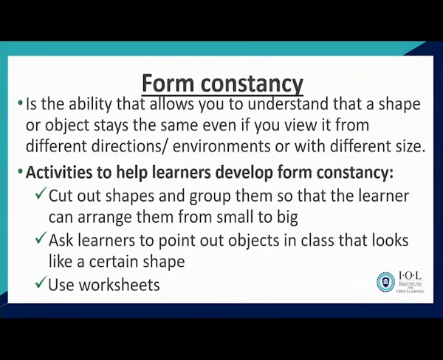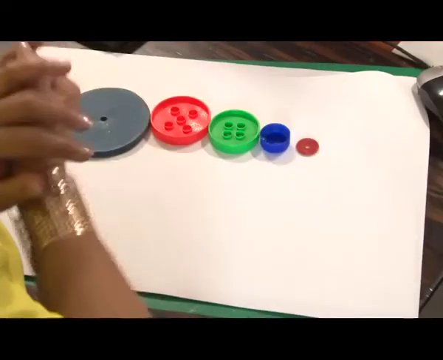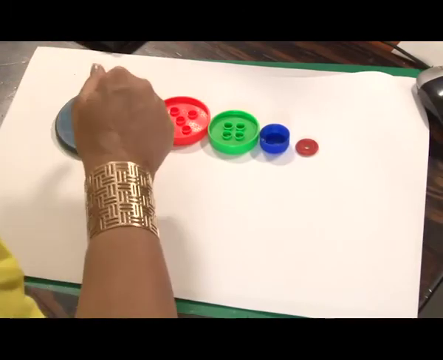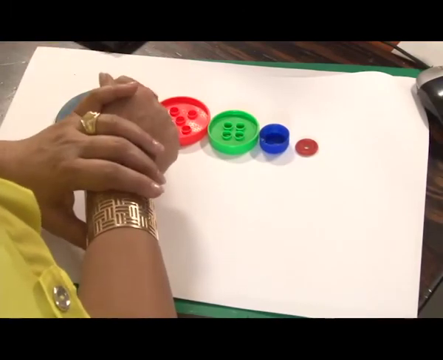So how can I help my learner? The activities that I can give to my learner. I cut out different shapes, and then group them so that the learner can arrange them from big to small. The learner arranges them from big to small. This is how I help my learner.